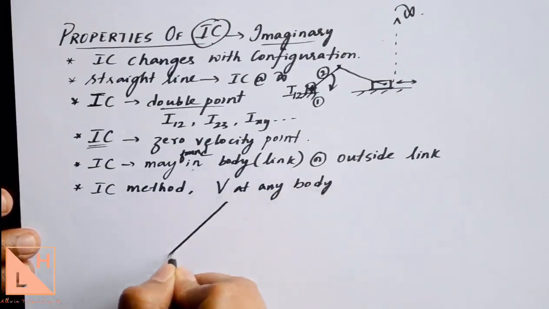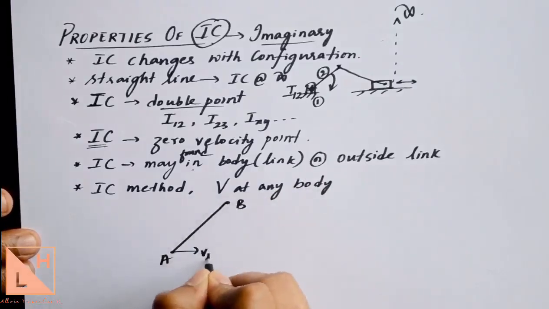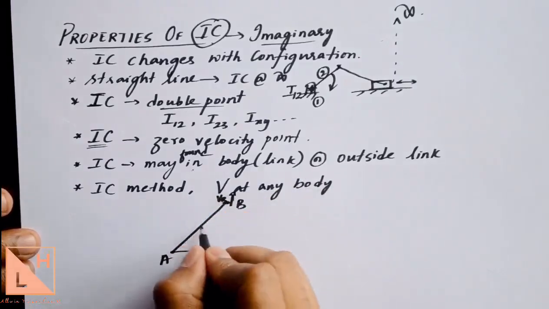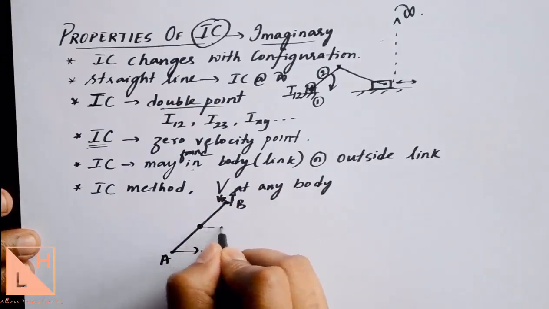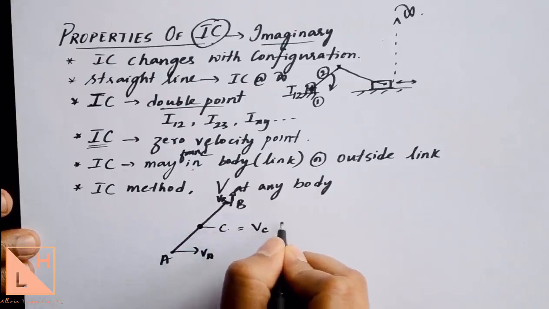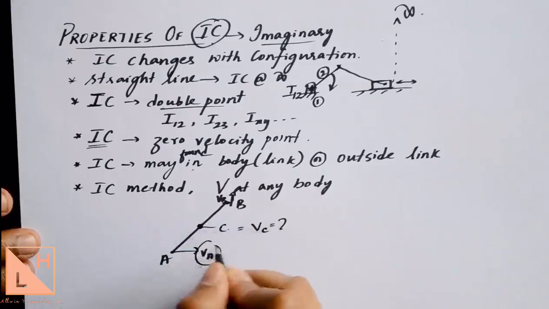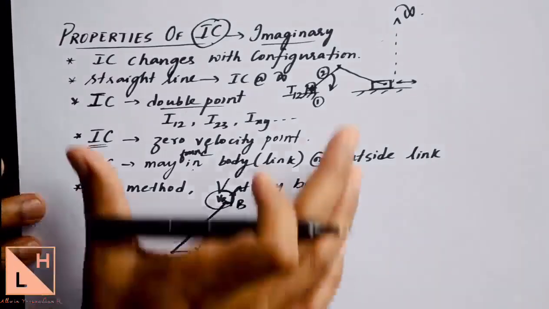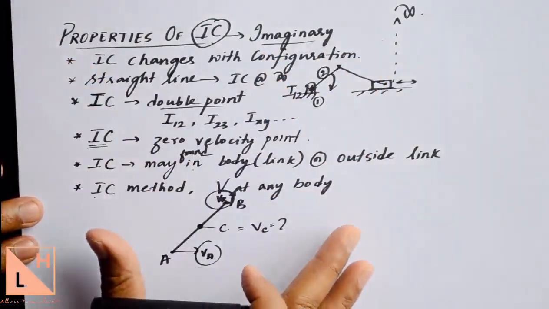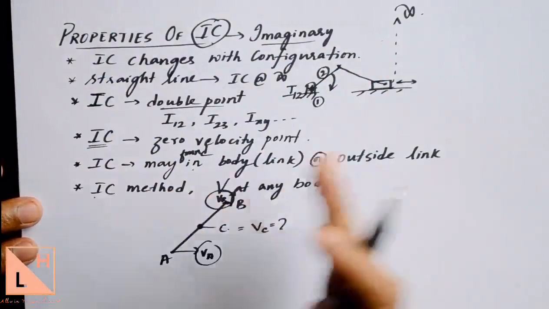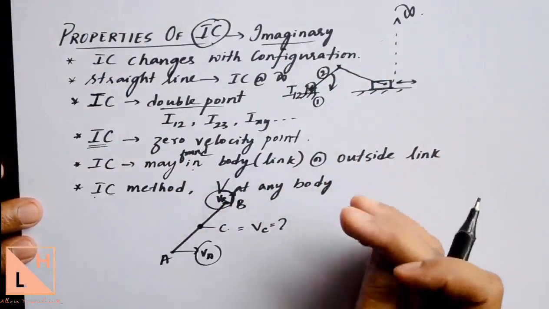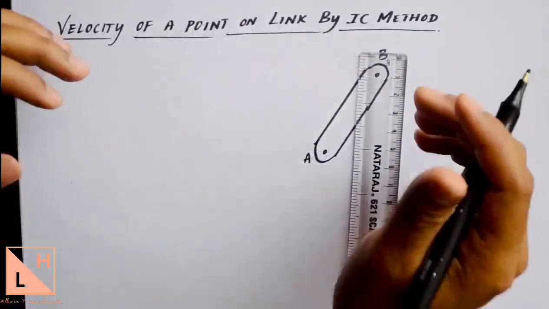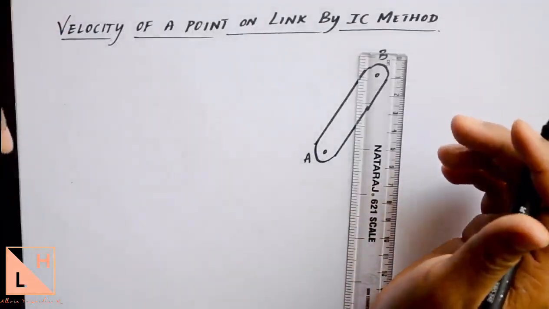You have a link like this. If I know the velocities at point A and B, I can find the velocity of any point in between. If I want to find the velocity of point C, I will be able to find it with the help of the velocities at two different points. So these are some of the properties of the instantaneous centers which you remember as we are using it to find out the velocities.